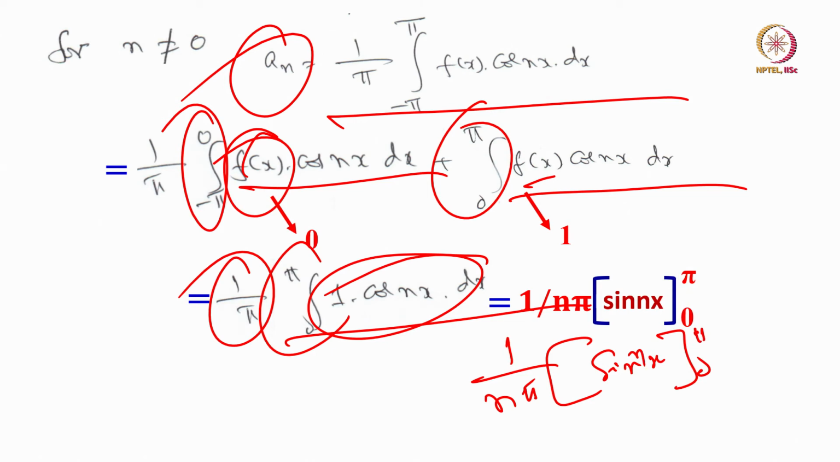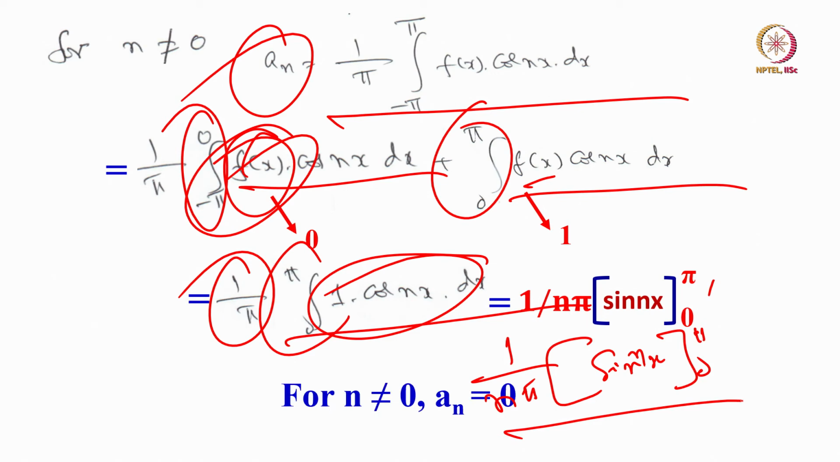So what I did is I just resolved into two terms. This term goes to 0 and this term is 1, and I substituted the limits, and this is what we are going to get. So for n not equal to 0, a_n equals 0. For n not equal to 0, what will happen? Sin nx, you put the values of the limits for pi. You know that. Then for n not equal to 0, a_n equals 0.